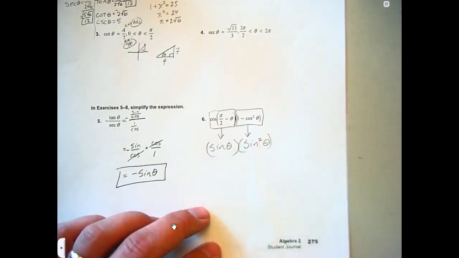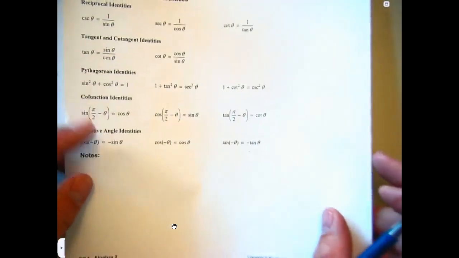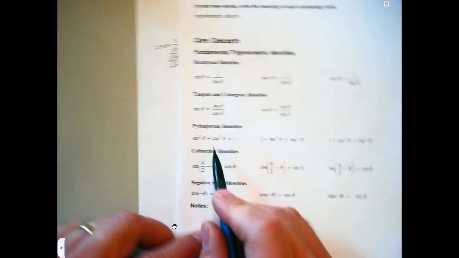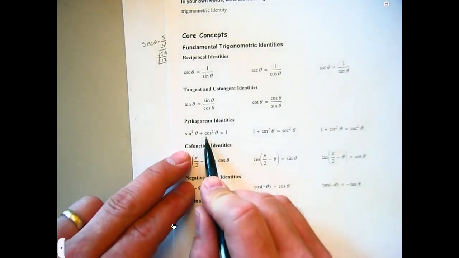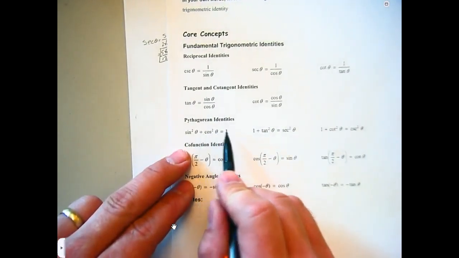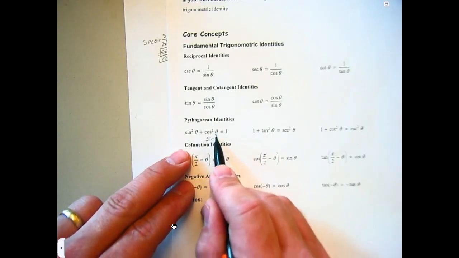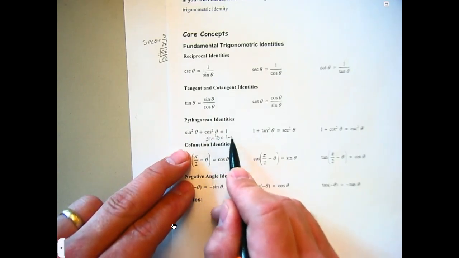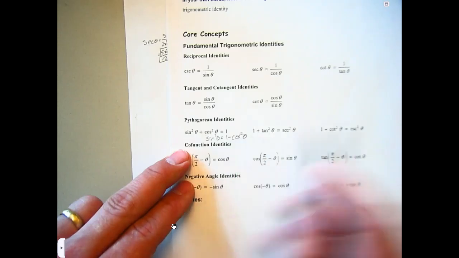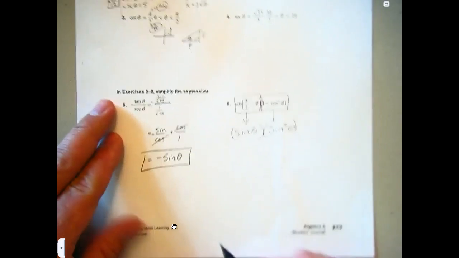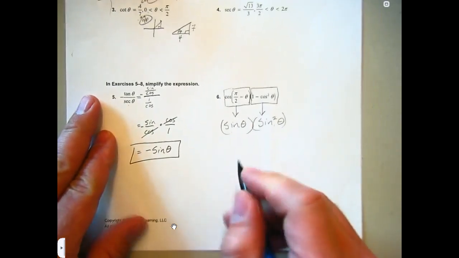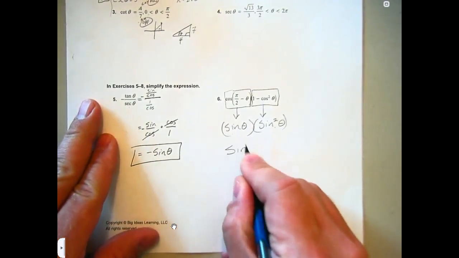Now, hold on one second. For those that got the negative sign, remember this right here. That identity, if I subtract cos squared, I'm left with sine squared theta equals 1 minus cos squared theta. So 1 minus cos squared theta is sine squared theta. Now, when I multiply these, what do I get? Sine cubed theta.